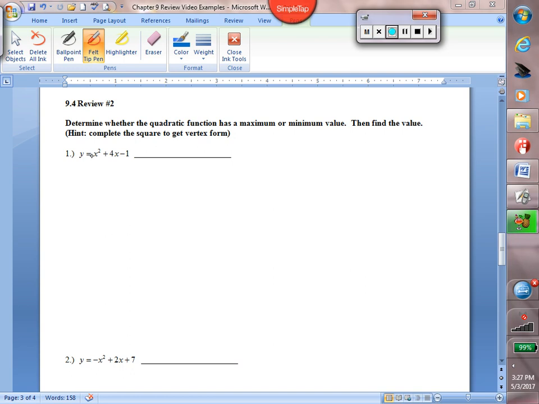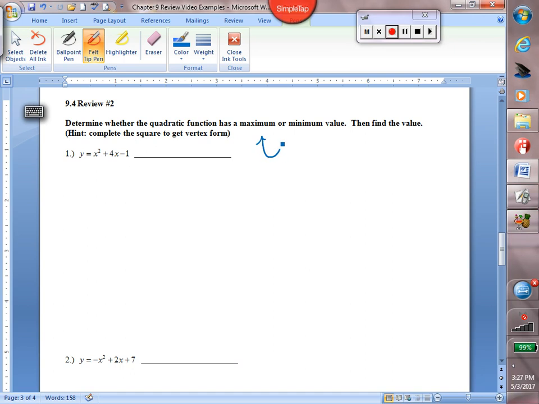If we look at the sign in front of x squared, if it's positive, our graph is going to stay opening up in that U shape, and it will have a minimum value. So I can go ahead and complete that part of the answer for sure. Now, in order to actually find that minimum value, we need to complete the square to get vertex form.